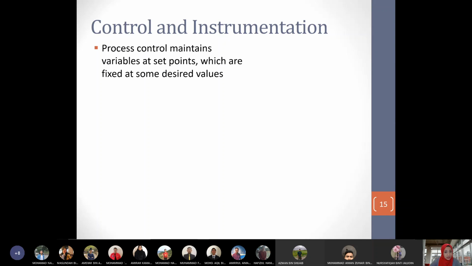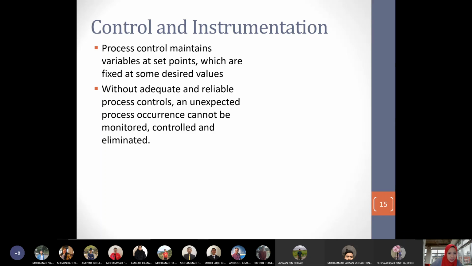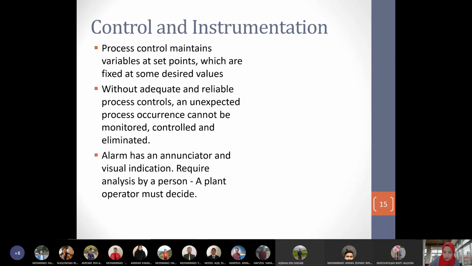Okay, now control and implementation. Process control maintains variables at set points, which are fixed at some desired values. For example, you fix the temperature, you fix the pressure, you fix the level of the liquid inside a tank. Without adequate and reliable process controls, an unexpected process occurrence cannot be monitored, controlled, and eliminated. So that's why we need to have these control instruments.